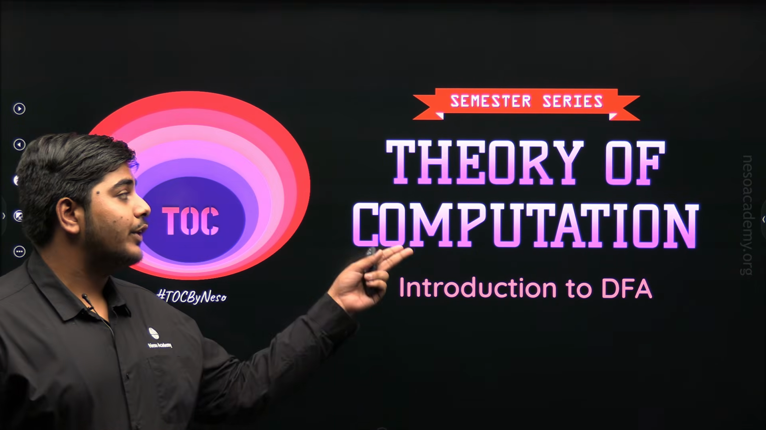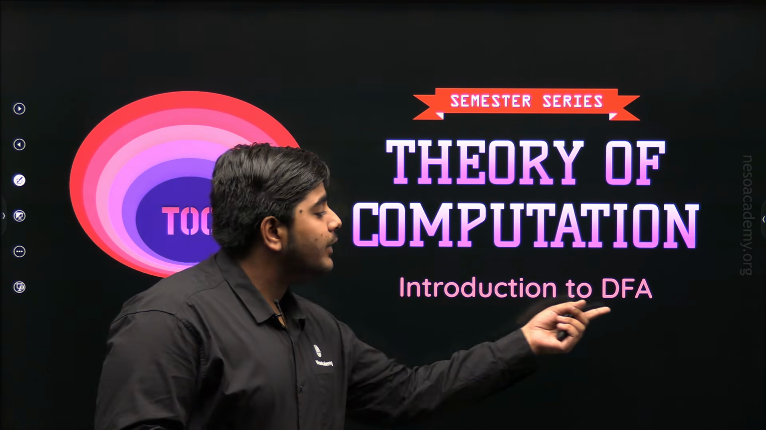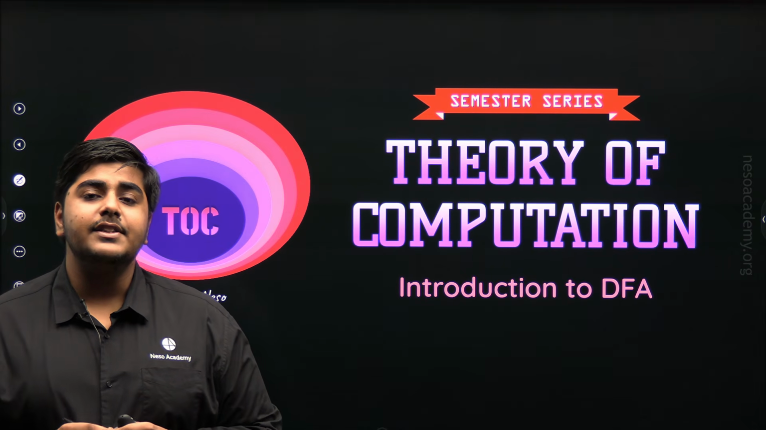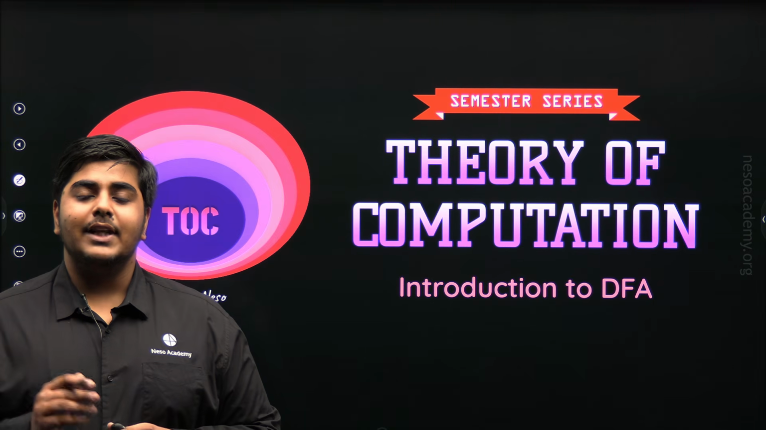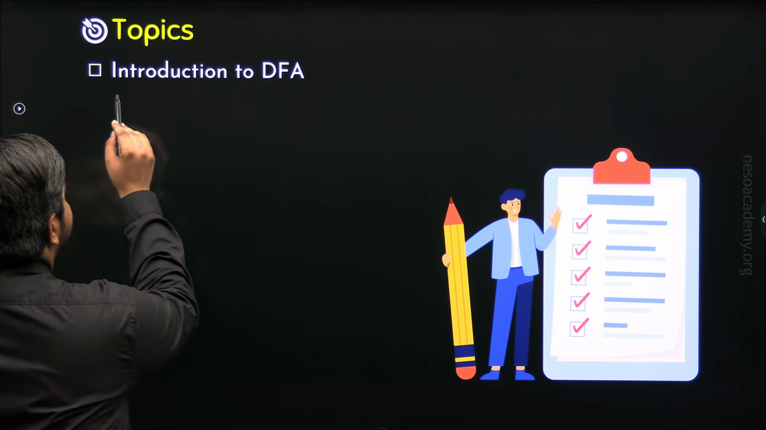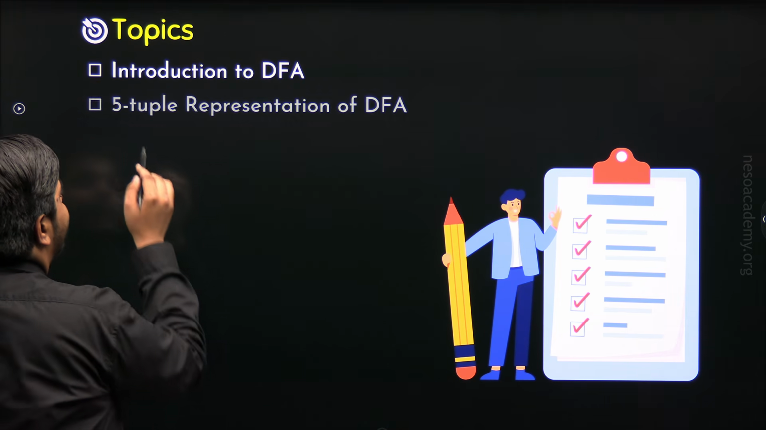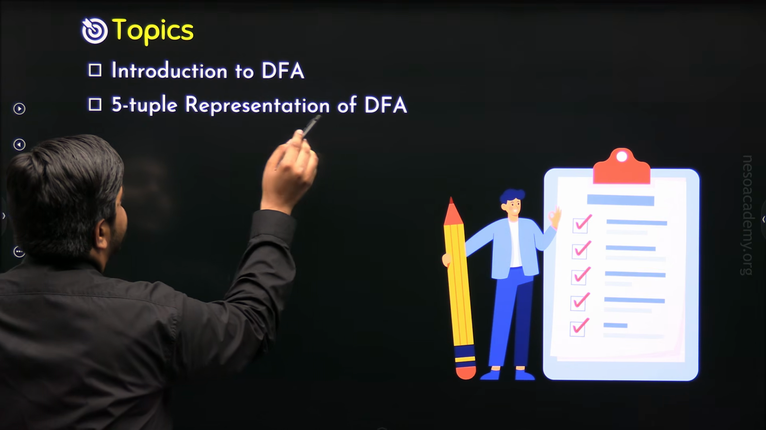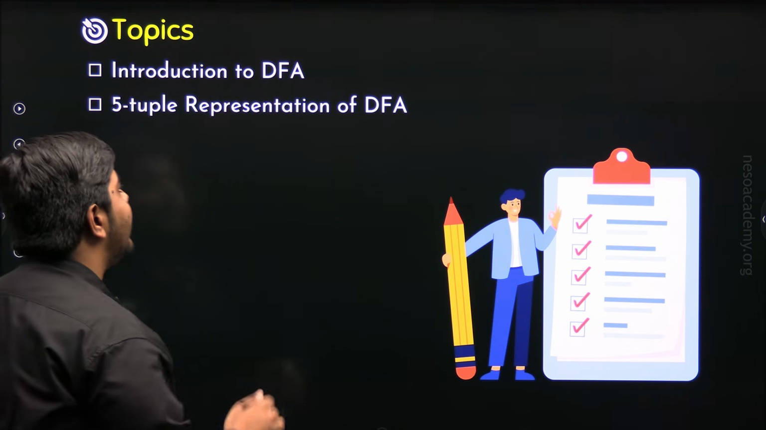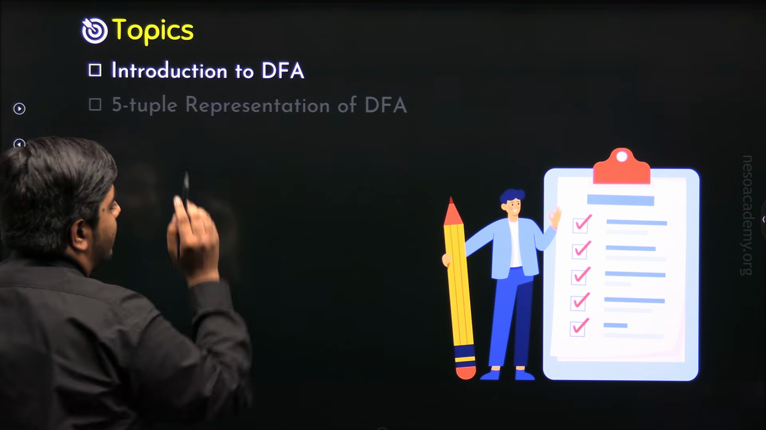We are learning theory of computation, and in this lecture, that is Introduction to DFA, we are going to understand what is a deterministic finite automata. So let's see all the topics of this lecture. Our first topic is Introduction to DFA, and our second topic is Five-tuple representation of DFA. So let's get started with our very first topic, which is Introduction to Deterministic Finite Automata.